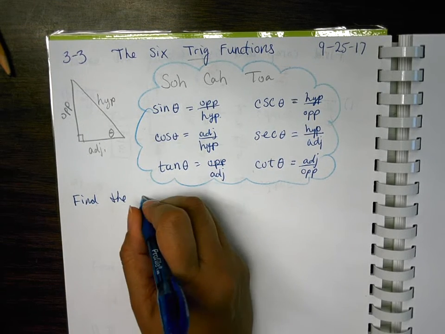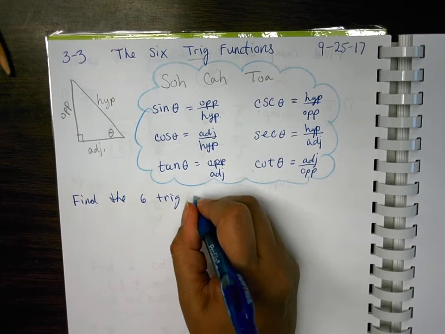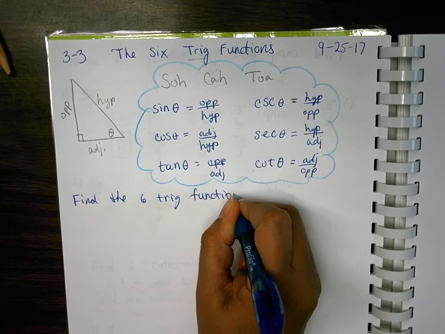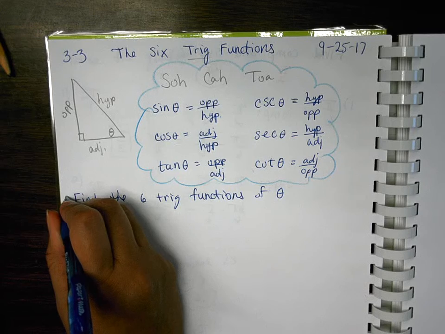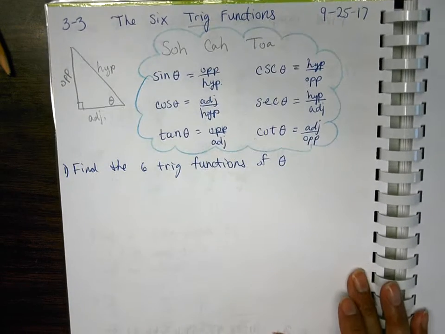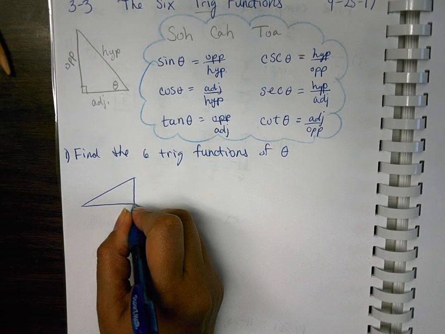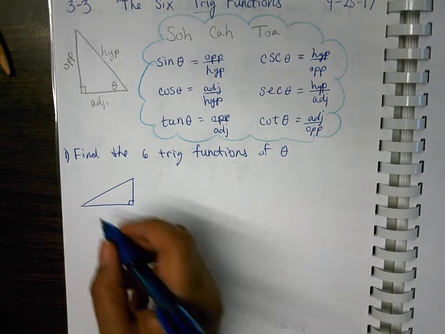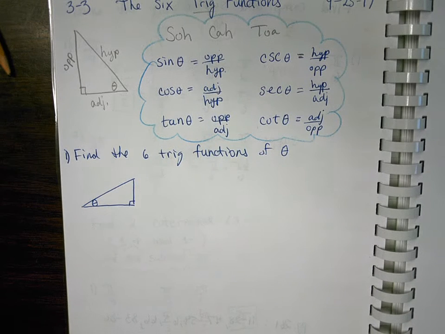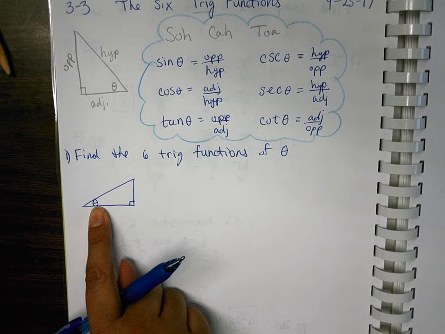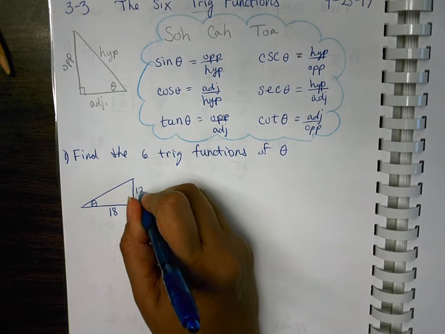the 6 trig functions of theta. And that's number 1. Find the 6 trig functions of theta. Okay, I'm going to give you a picture of a right triangle. And in this right triangle, I'm going to draw theta in this corner. And since you're drawing it with me, I'd suggest you put it in the same place. Right triangle, theta. I'm going to call this leg 18, this leg 12.